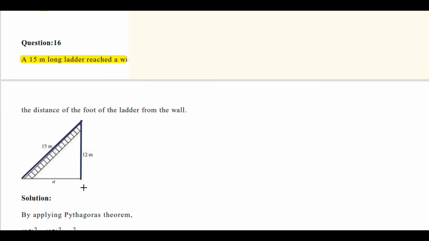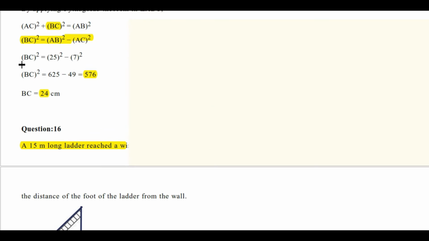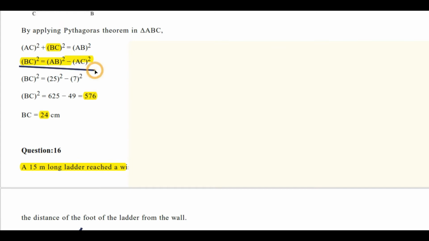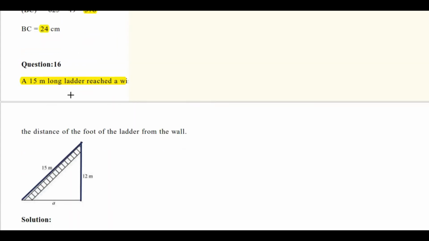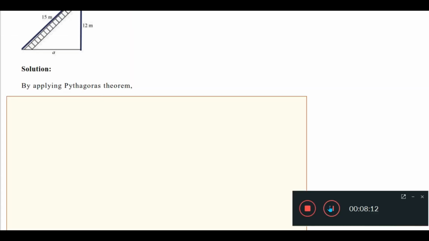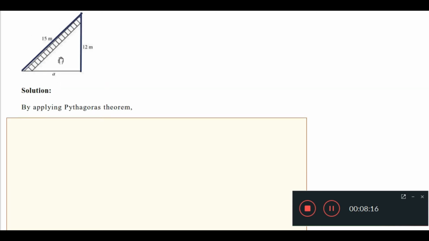So same, we will apply the Pythagoras theorem, as we have done here. We will apply the same rule. By applying the Pythagoras theorem, first we will write A equals 15 squared minus 12 squared.